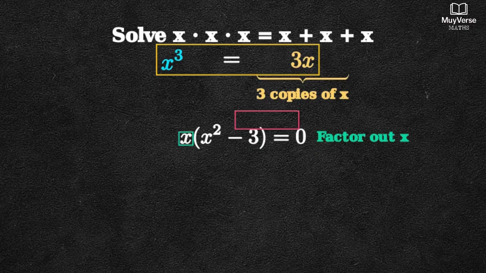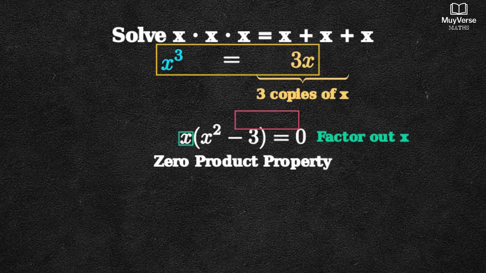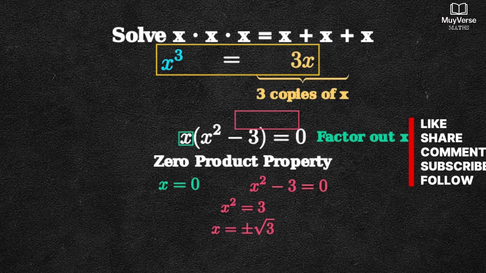Step 4. Use the zero product property. If a product equals 0, then at least one factor must be 0. So we set x equals 0, or x squared minus 3 equals 0. Solving the second case, x squared equals 3. So x equals square root of 3, or x equals negative square root of 3.